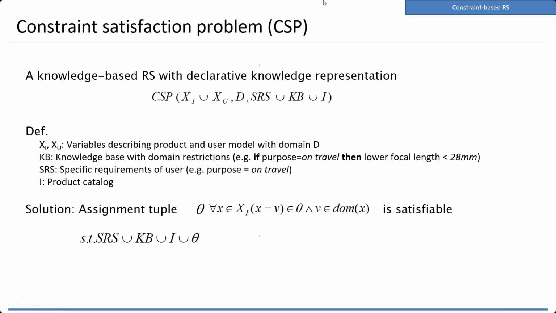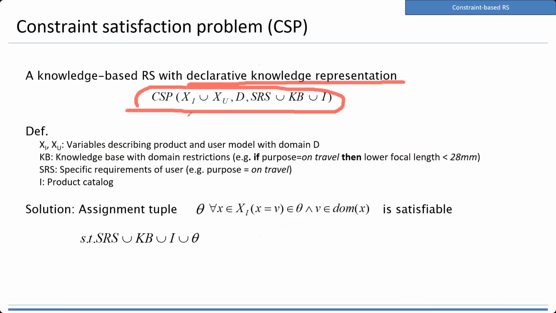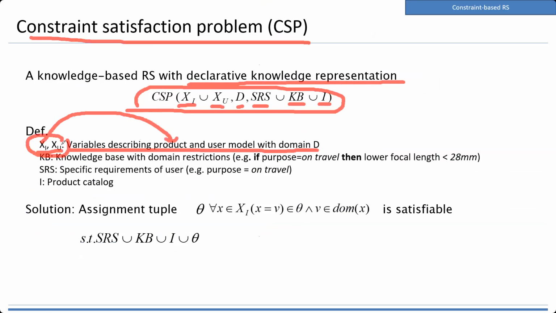So the knowledge-based recommender system is declarative. Declarative means you will have a set of variables like XI, XU, D, SRS, KB, I. So we call this the constraint satisfaction problem. In the constraint satisfaction problem, we have XI and XU. These are the variables describing product and user model with domain D. It means XI is the variable describing the product, and XU is the variable describing the user. Domain D is whether it is like camera or book.